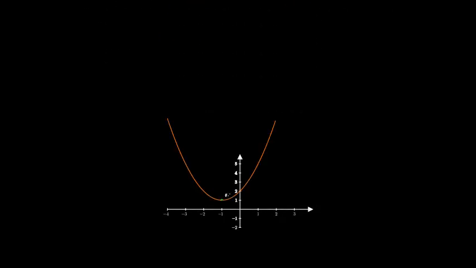The vertex is the highest or lowest point on the parabola located at the point h, k, where h equals negative b over 2a and k equals f of h. The axis of symmetry is a vertical line passing through the vertex with equation x equals h. The y-intercept is at the point 0, c, and the x-intercepts, also called roots, are found by solving the equation ax squared plus bx plus c equals 0.